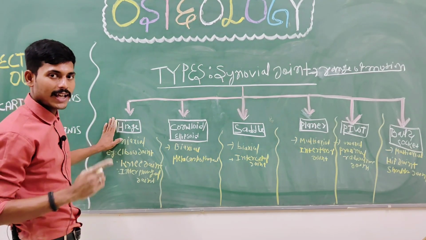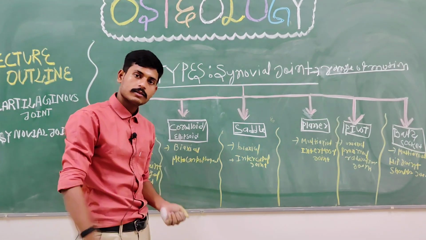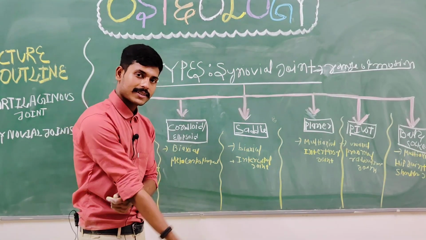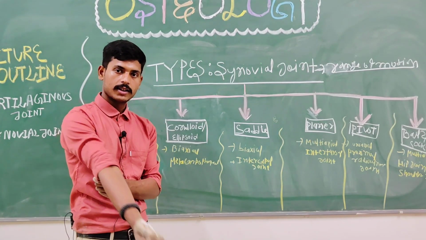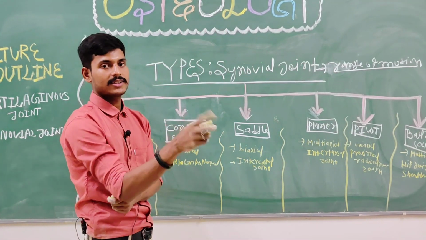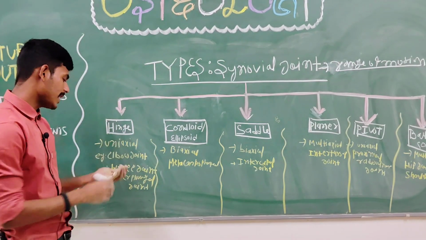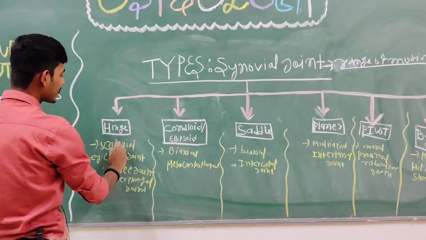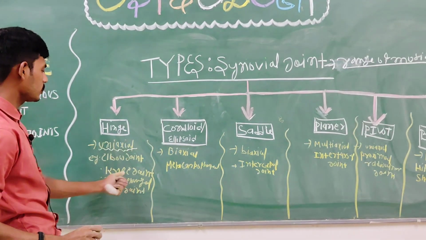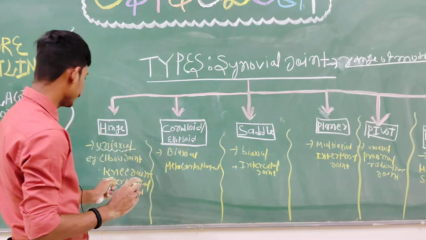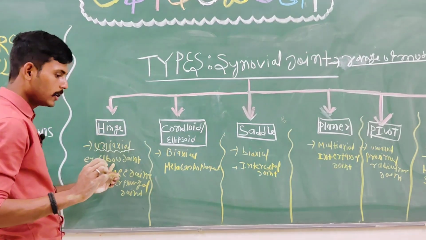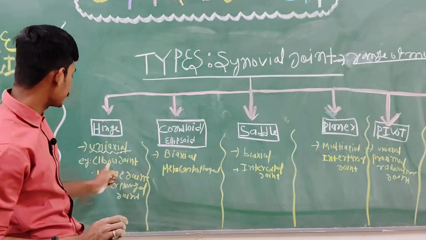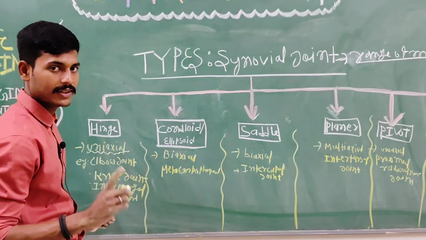The hinge joint is uniaxial, meaning you can move in one axis. The example is your knee joint. You know that flexion and extension happen in one plane. This is an example of hinge joint, a uniaxial movement. Write it down. The examples are your knee joint, interphalangeal joint, and elbow joint. You bend the knee and flex the knee. That is flexion and extension, done by the knee joint, elbow joint, and interphalangeal joint.